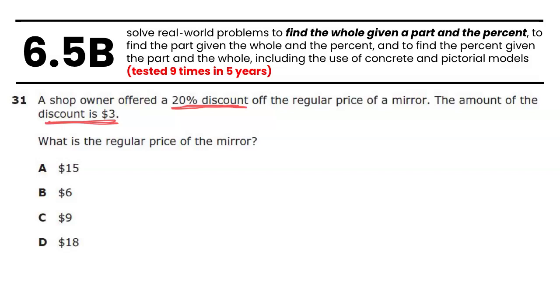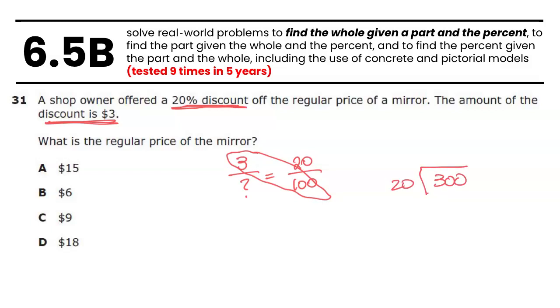And so when I set up my percent proportion, I'm going to do it with the part over the whole, which I don't know, is equal to my percent. Well, 20% for the discount, and obviously that's always out of 100. Now, we're going to solve this percent proportion by cross multiplication. So if we begin that process, we're going to start with 3 times 100, which is going to give me 300, and then dividing that number by 20.